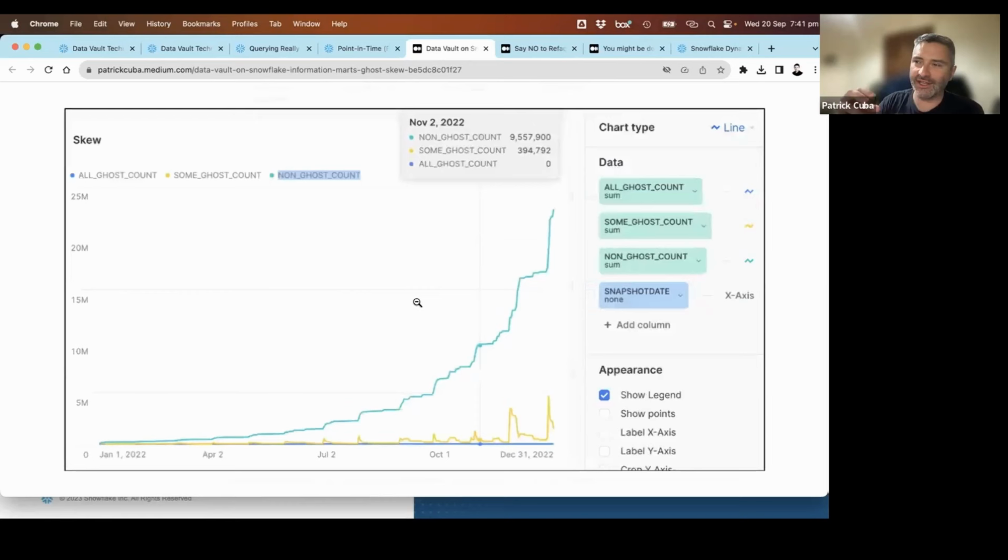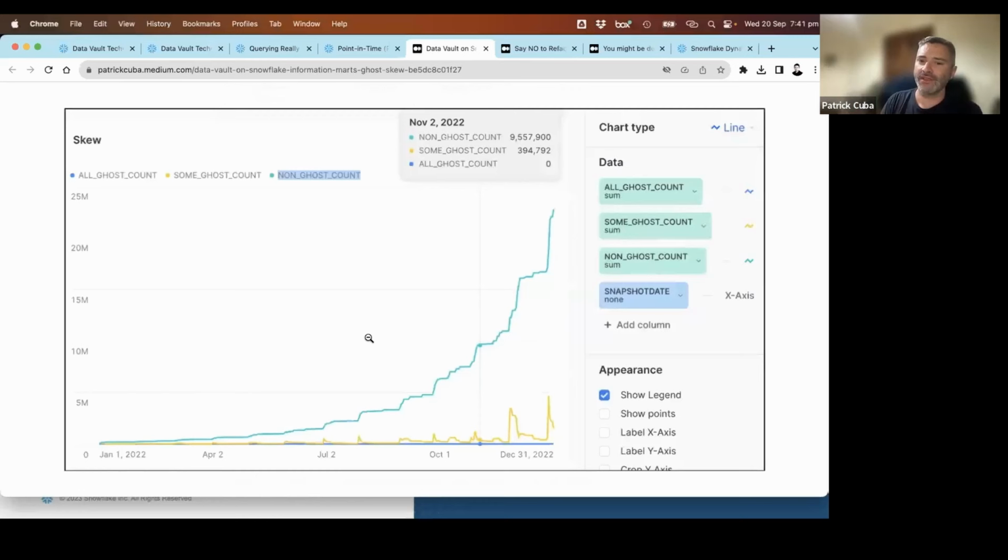Building an incremental pit rather does this. There is no complete ghost count. There is no ghost skew. There are some ghost records because sometimes the 1st of October attribute arrives, and the 2nd of October the other satellite's attribute arrives for the same business key. Sure, there's some ghost, but the bulk of that ghost skew is gone.